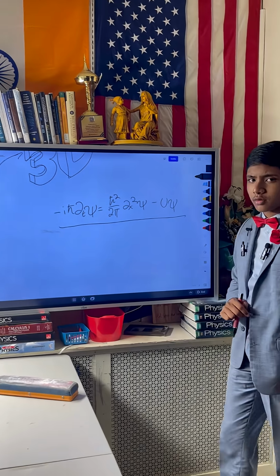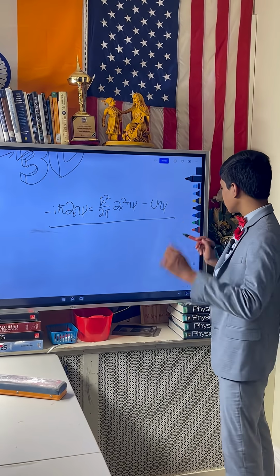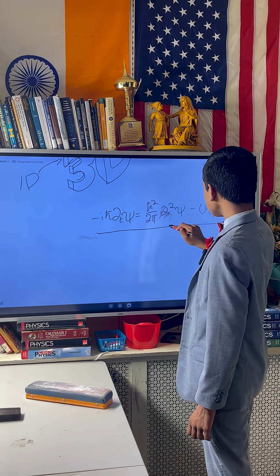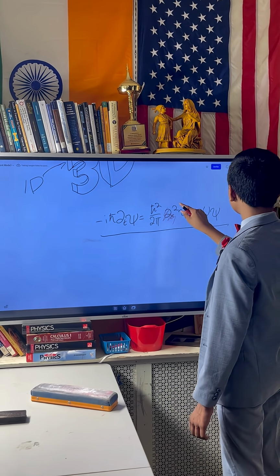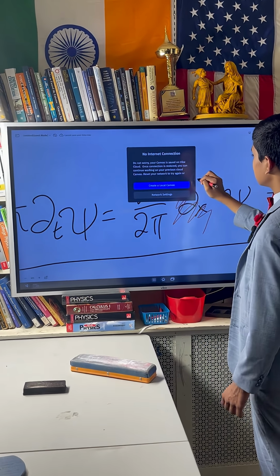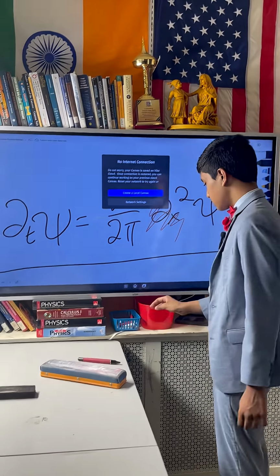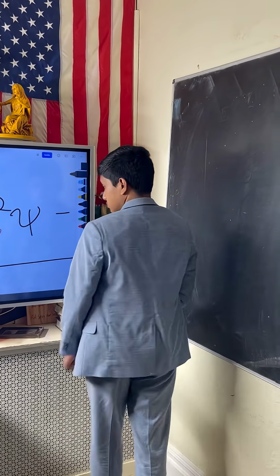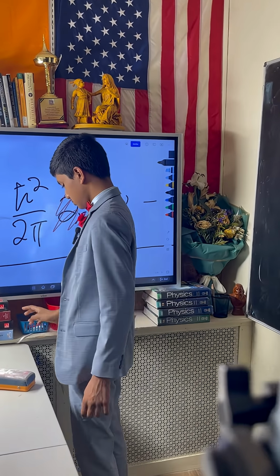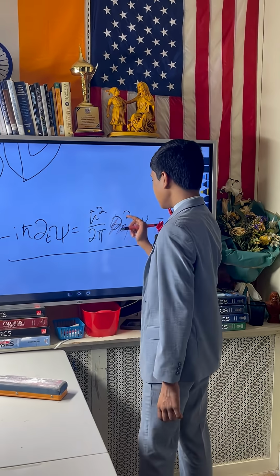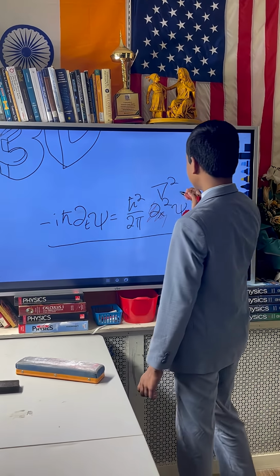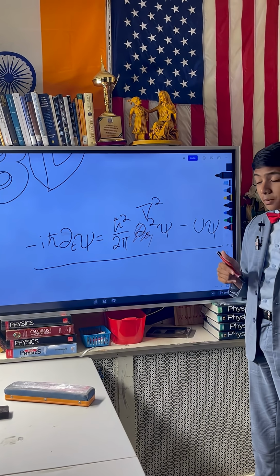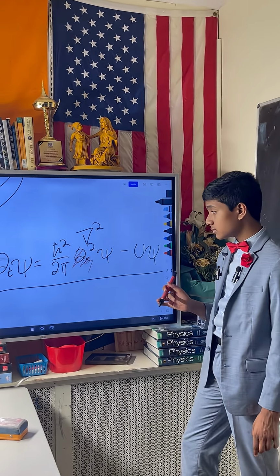How does this transform to 3D? Well, the first thing you'll probably notice is that we can no longer use this. That is now the Laplacian. Okay, we'll move to the blackboard. Oh, it's back. This is now instead the Laplacian.